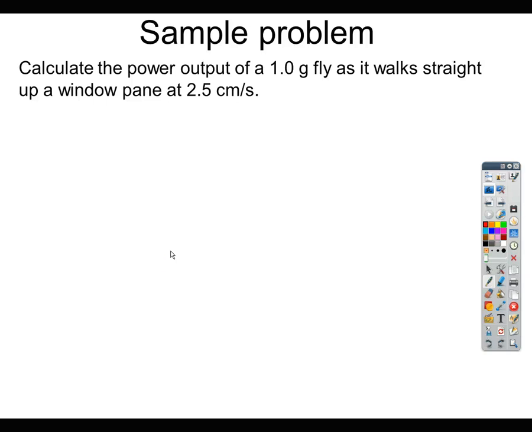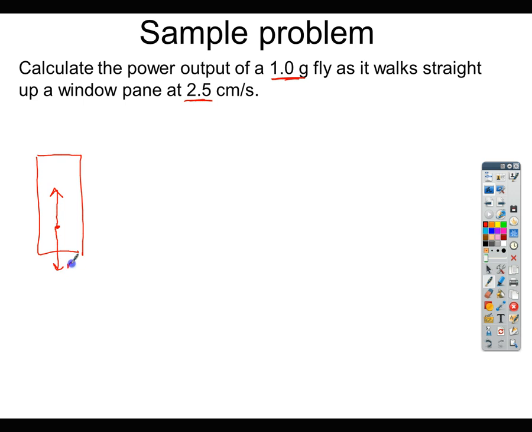This is the second of the power problems, or the example problem for power. You've got a fly, he's 1 gram, and he is walking straight up a window pane at 2.5 centimeters per second. Let's go ahead and we'll make the window pane. Here's our little fly. We know he's moving in this direction.